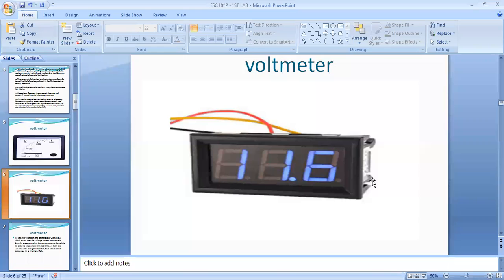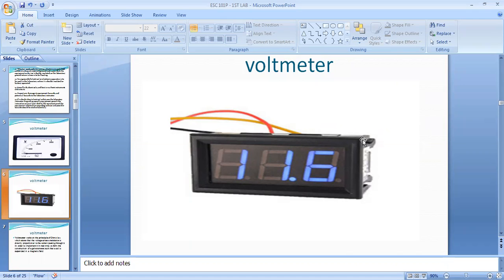Okay. So this instrument is the digital voltmeter. Now one question: how can we identify this meter as a digital voltmeter? How can you tell that this is the voltmeter, not an ammeter, not another meter? Yes, very good question.